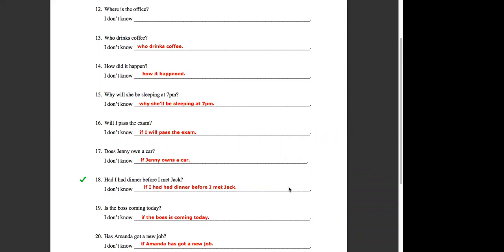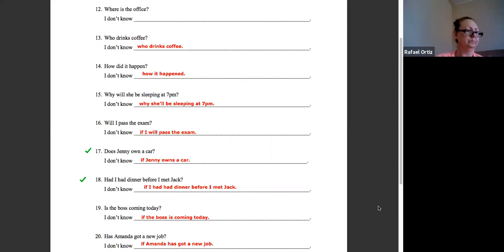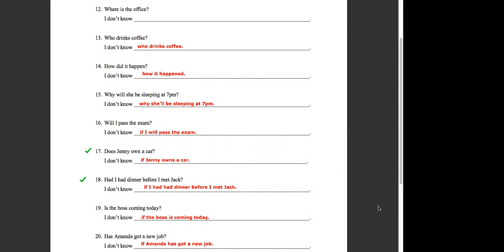In my case, 17 with the verb owns. I get confused there. Yes, me too. Do you know why 17 has an S? I used the verb have. I wrote, "if Jenny has a car."